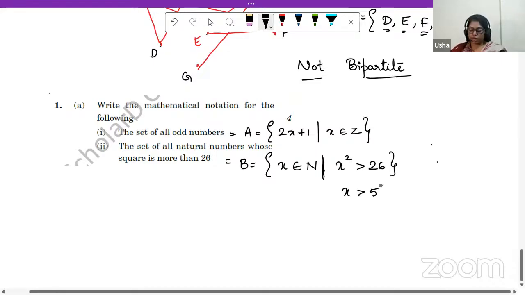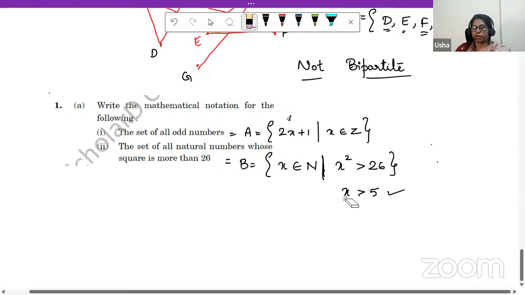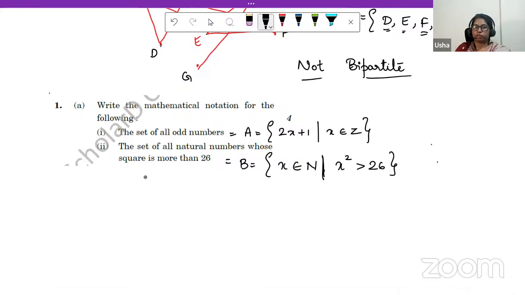Correct. Because when x is equal to 5, the square is 25. For the numbers less than 5, the square will be less than 25. So numbers for which the square is greater than 26 is x greater than 5. It is correct. But we will try to keep this definition intact. It depends on the evaluator then. X greater than 5 will give you the same set of values. But when it is given whose square is more than 26, let us keep the notation in the same way.